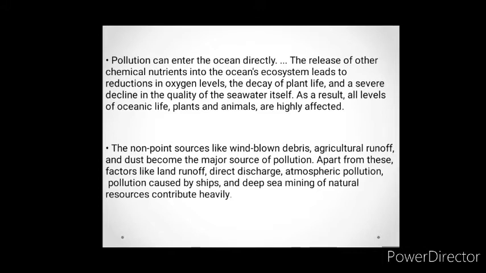At isa sa mga sanhi ng pollution na ito ay katulad ng mga debris, agricultural runoff, and dust become the major source of pollution. Other cause of water pollution is factory waste, tulad ng sinabi ko kanina, that is directed to the ocean. Factors like land runoff, direct discharge, atmospheric pollution, pollution caused by ships, and deep sea mining of natural resources contribute heavily.